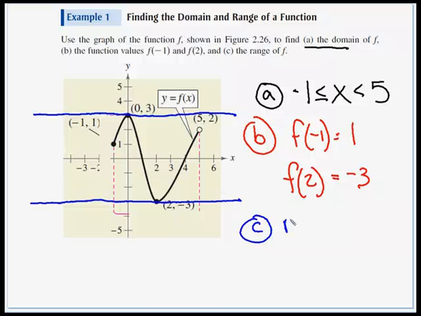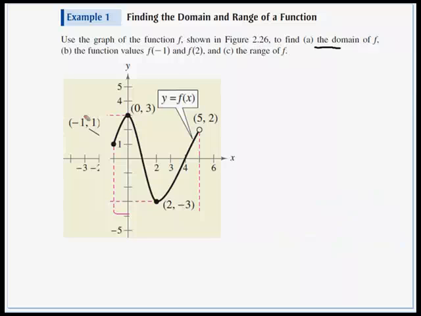So for the range, we could write bracket -3, 3. And remember, the brackets mean that those endpoints are included because we do have those colored in dots there. So we can get all that information just by looking at the graph.